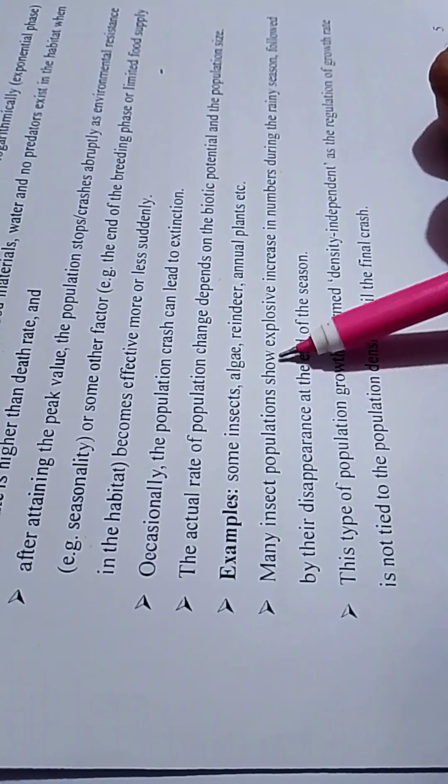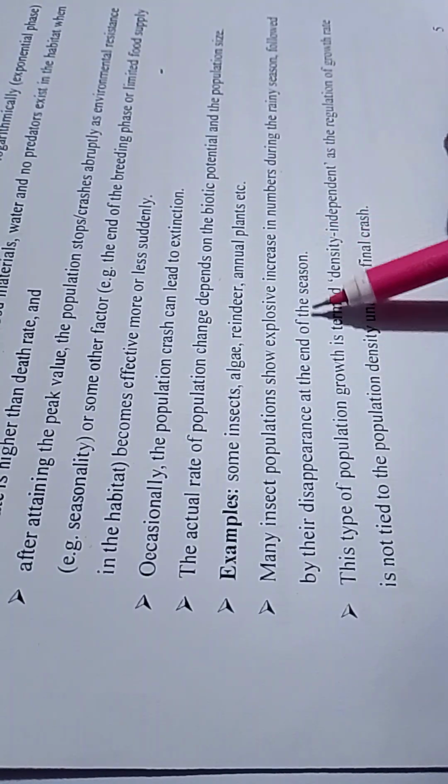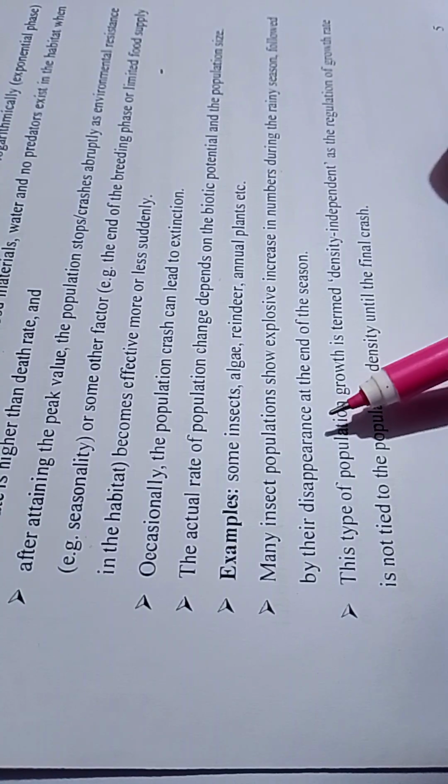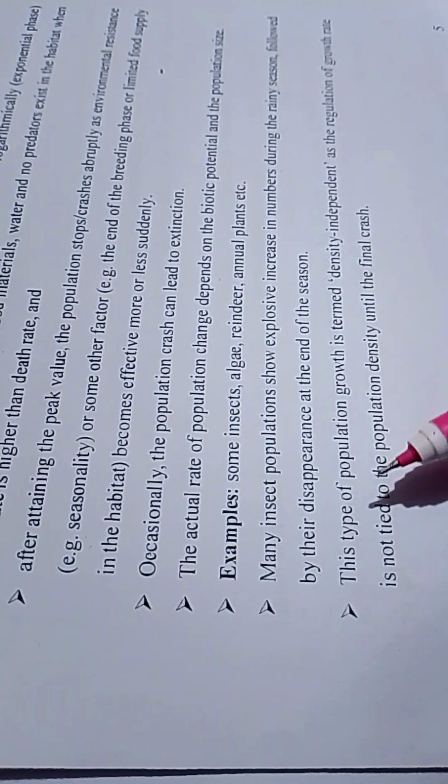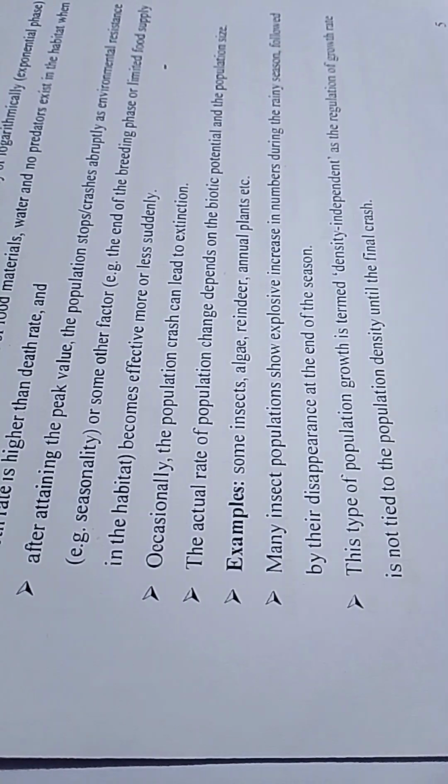Many insect populations show explosive increase in number during rainy season, followed by the disappearance at the end of the season. This type of population growth is termed density independent, as the regulation of growth rate is not tied to population density until the final crash.